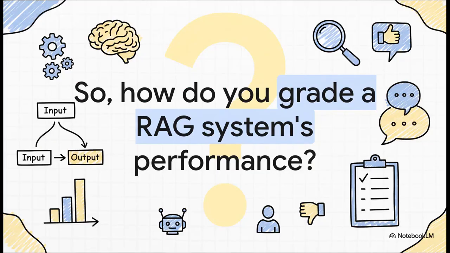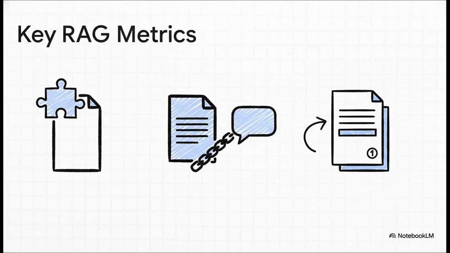Okay, so that leads to the obvious question. How do you actually grade this? What are the specific metrics you use to measure how well a RAG system is doing its job? You're really looking at three key things. First is context relevance. Are the documents it retrieved even on topic? Second, there's that word again, faithfulness. This is critical for RAG. Did the final answer stick only to the facts it found in those documents, or did it start hallucinating? And finally, citation precision. If the answer provides sources, are they actually the right ones?